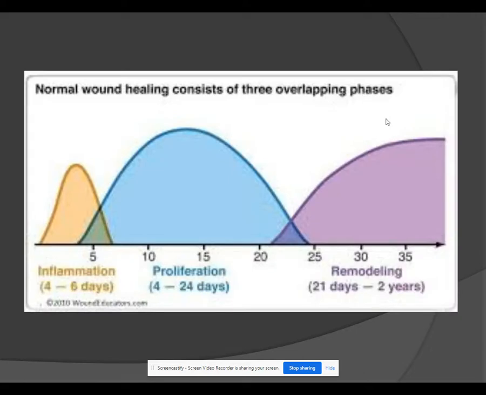This is kind of a chart of what I'm talking about, so see how there's overlap. The first phase, the inflammatory phase, is approximately 4 to 6 days. The proliferation phase is about 4 to 24 days. And remodeling is 21 days to 2 years. Now this is dependent on the wound, the injury, and the injured part. Are we talking bone? Are we talking muscle? Are we talking ligament? Different pieces heal at different times.